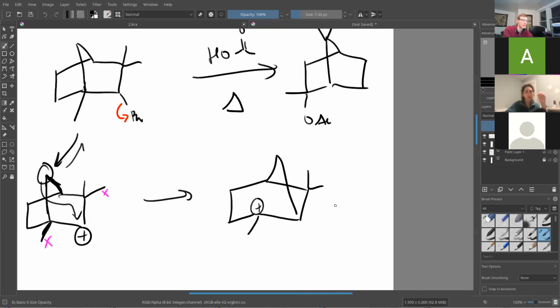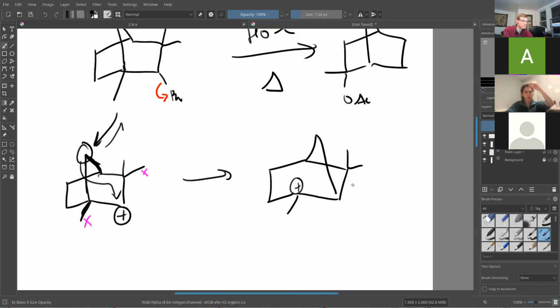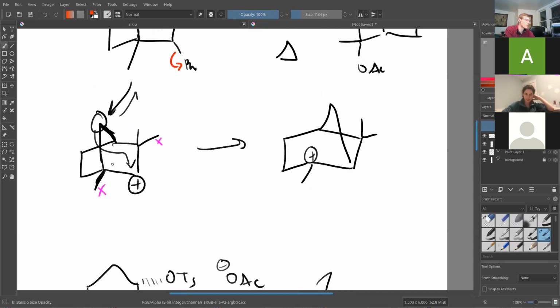So did you just move the foot by the methyl, or you moved the top of the bridgehead down? So I took the top of the bridgehead and I shifted it over. So I broke, in other words, I broke this bond and I formed this bond. Okay.